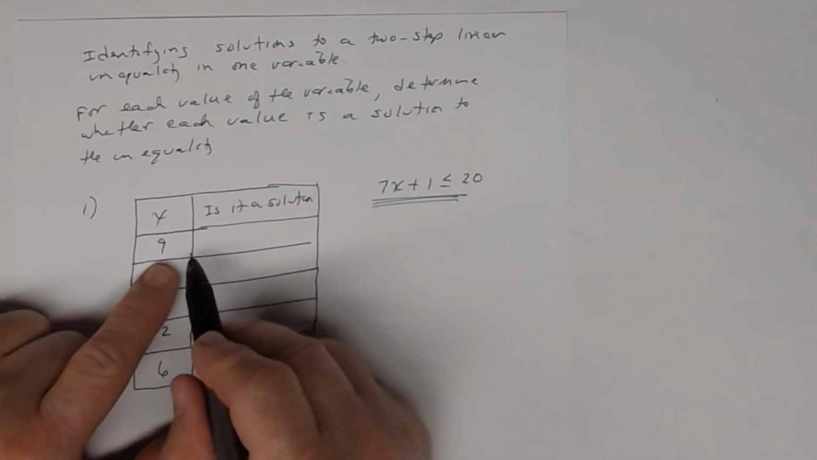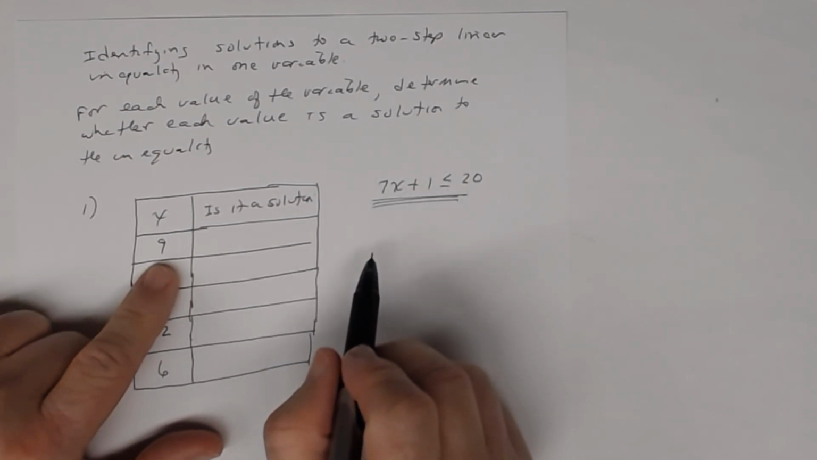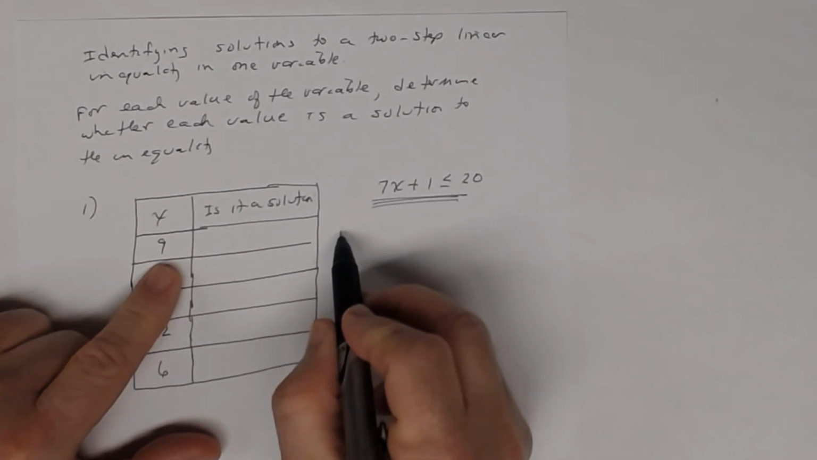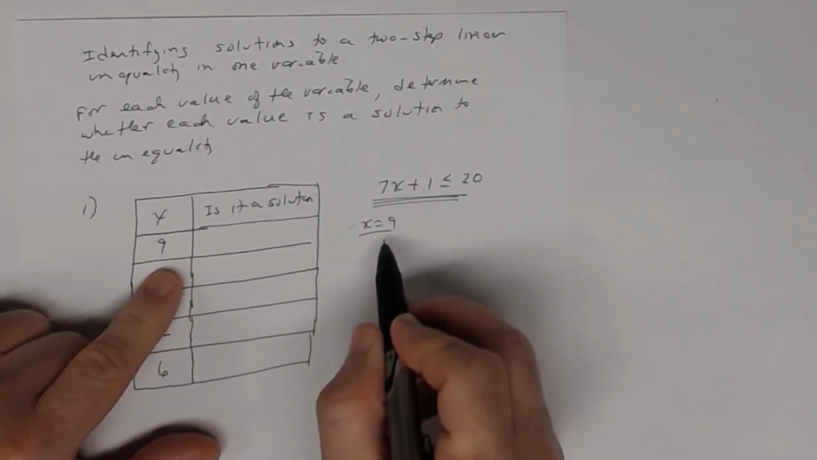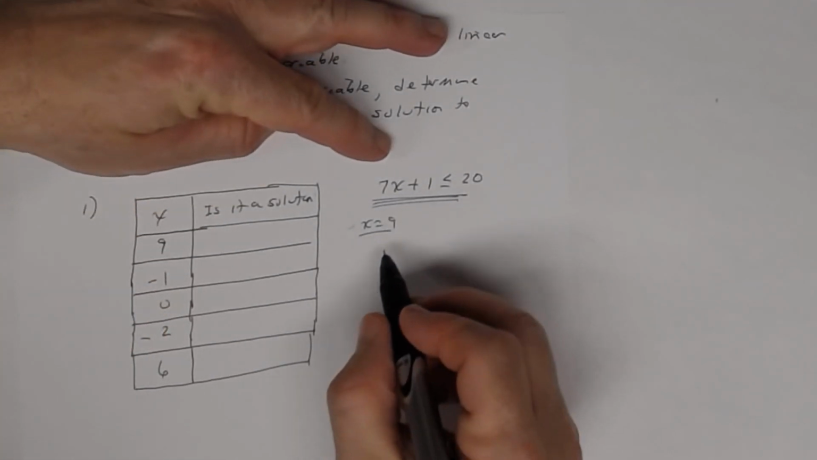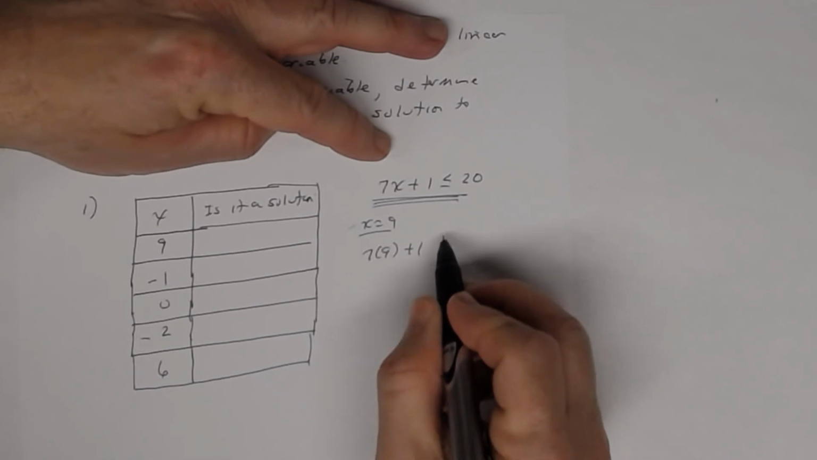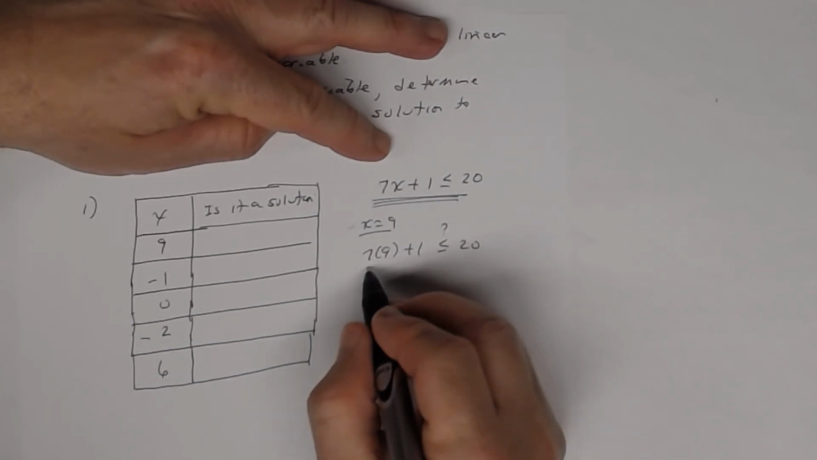Now, the way you're going to do this is, here's the inequality right here. So you want to see if 9 is a solution to this inequality. To determine that, wherever you see the variable x, you're going to substitute 9. So x equals 9. I get 7 times 9 plus 1, and I want to see if that's going to be less than or equal to 20.